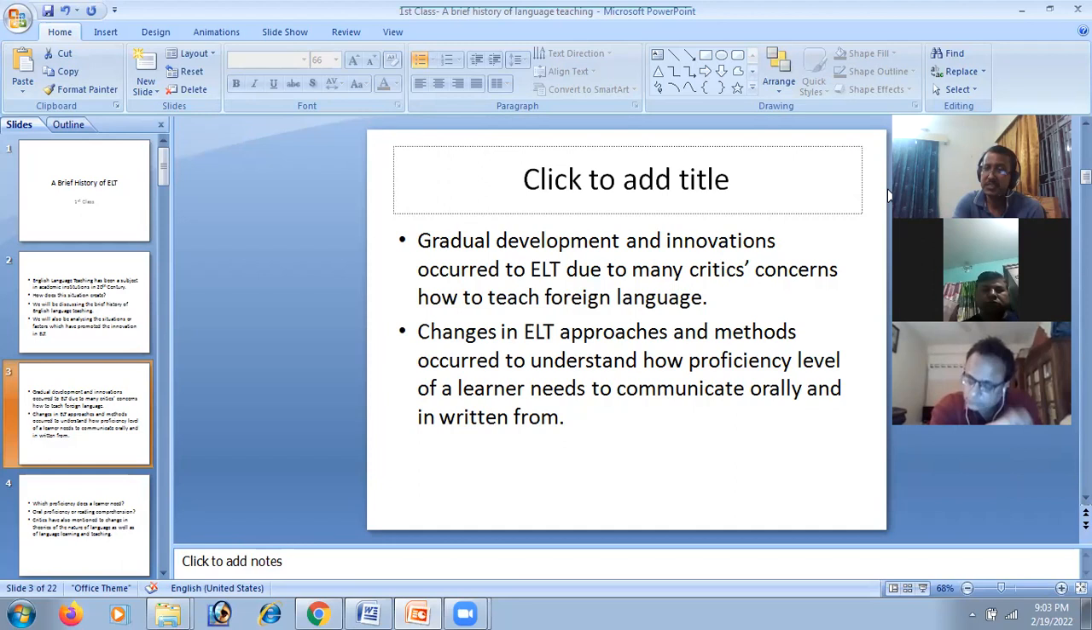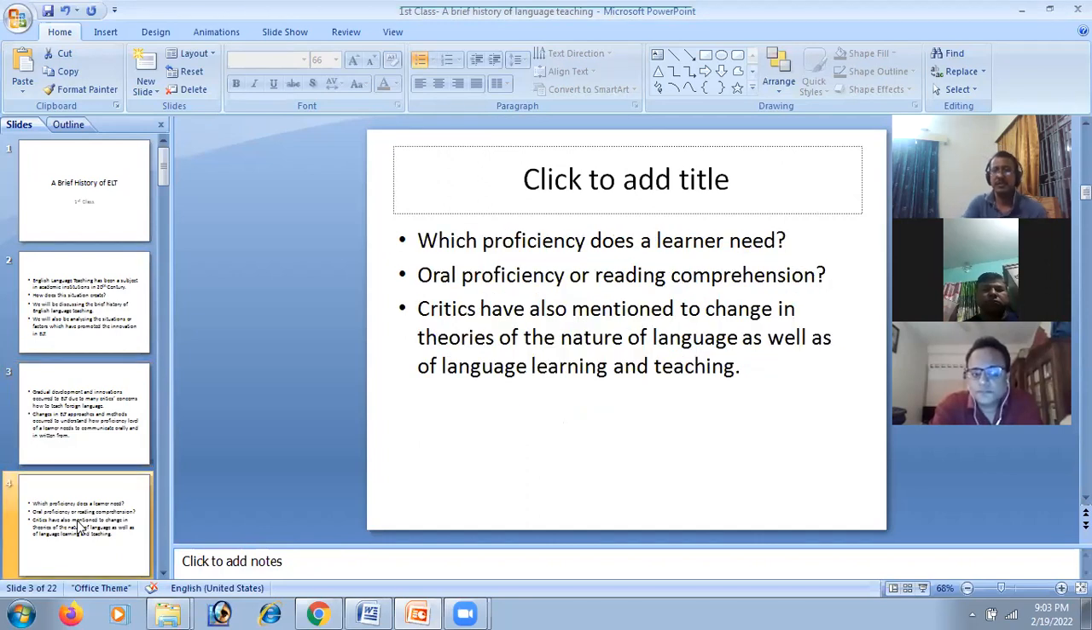Okay, so for these two reasons, one is the critics' concern, and the second reason is our necessities, that means the learner's necessities. Why will we learn a foreign language? What is my necessity? Will it be the oral communication, or will it be the written communication? Let's move on to the other slides.